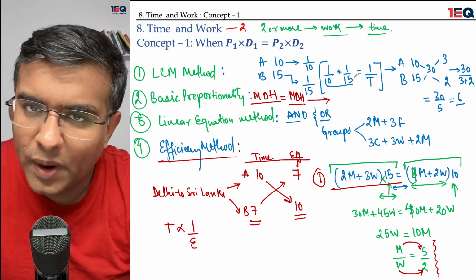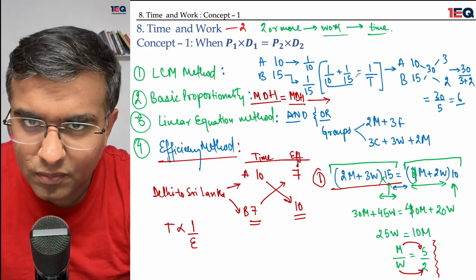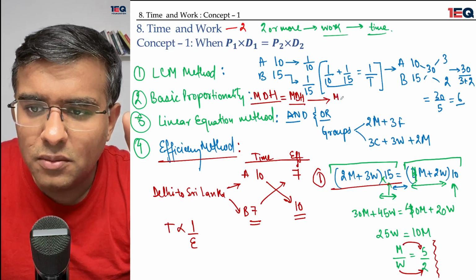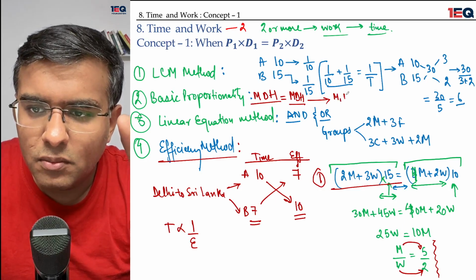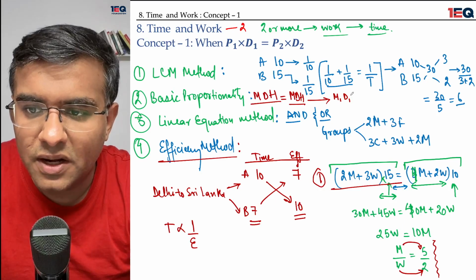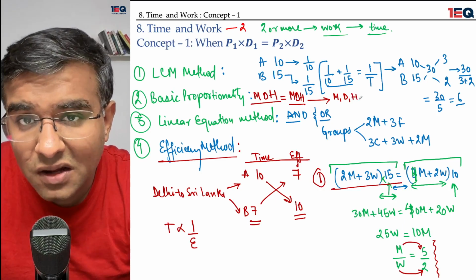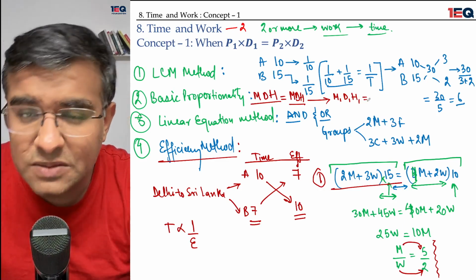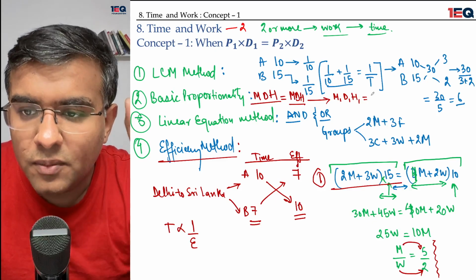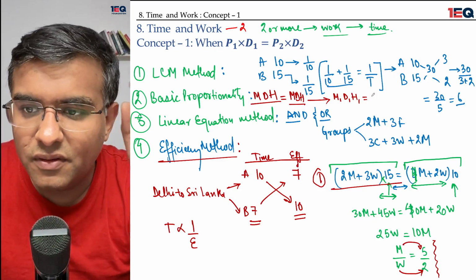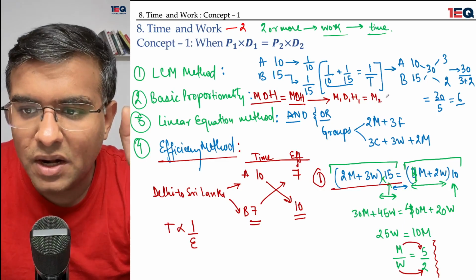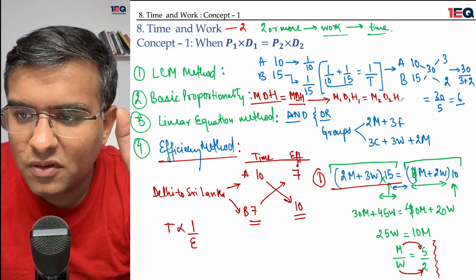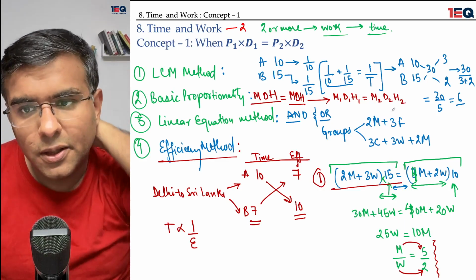If two parties are doing the same work, then the men in the first party multiplied by the days the first party is allocating to the work multiplied by the number of hours the first party is taking every day should be and must be definitely equal to the multiplication of men in the second party, the number of days in the second party, and the number of hours in the second party.